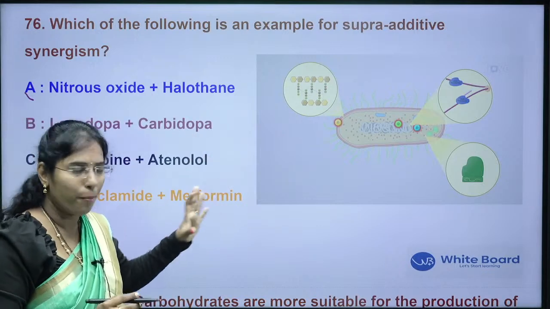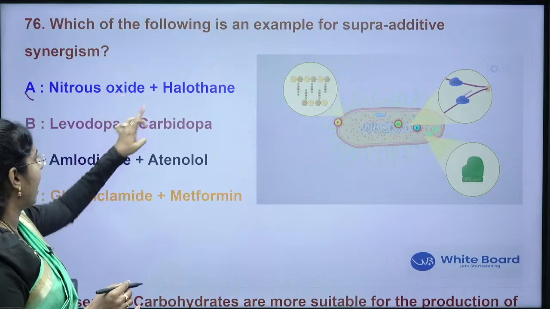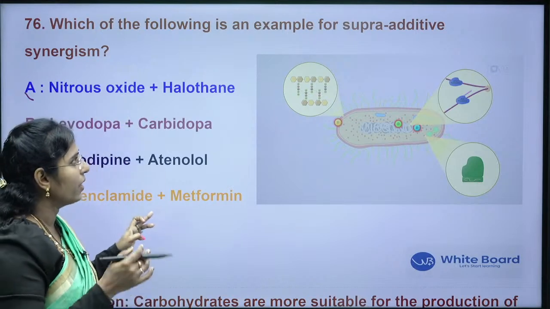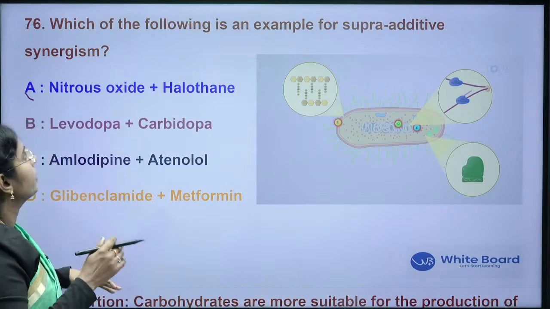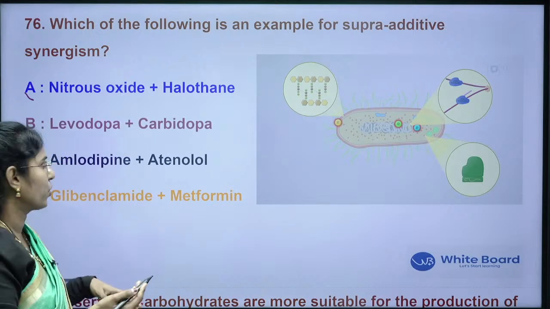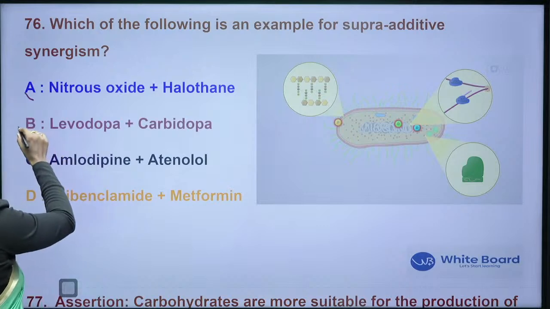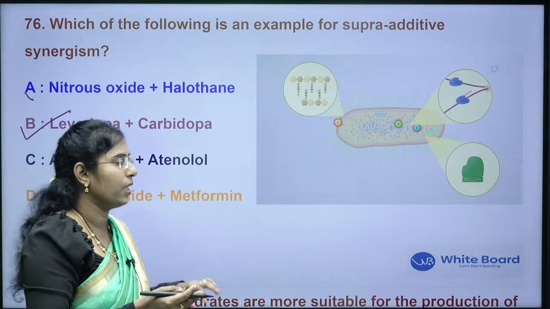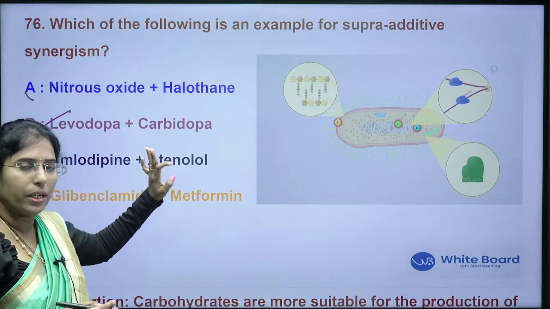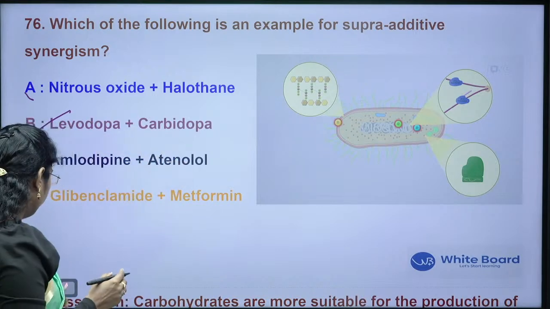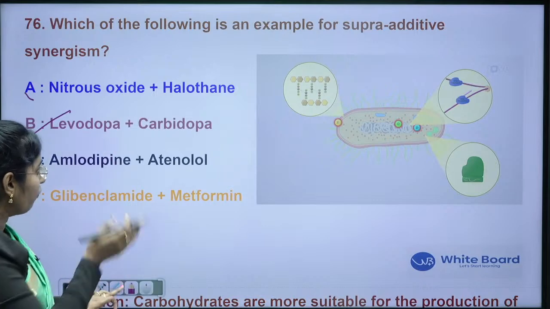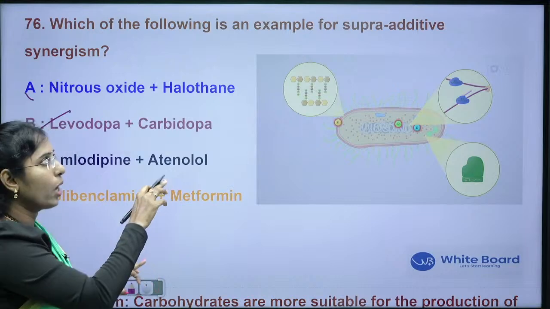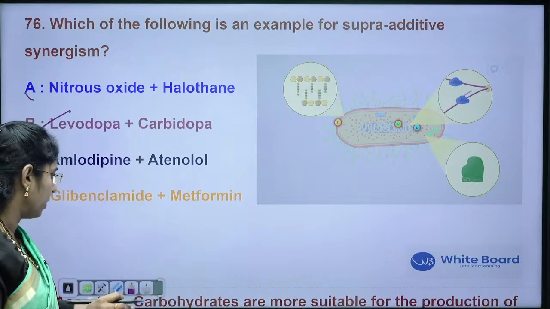So, these are the combinations. Nitrous oxide with halothane, and amlodipine with atenolol, are having synergistic activity, they are having additive action, but levodopa and carbidopa are having supra-additive activity. So, levodopa and carbidopa is the example for this one. And one more example is sulfamethoxazole and trimethoprim, also having this supra-additive property.